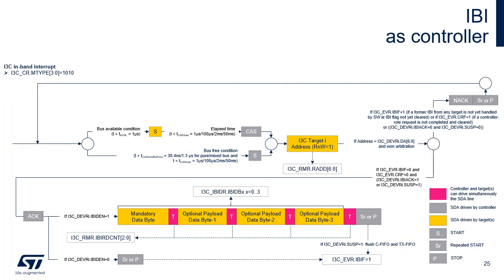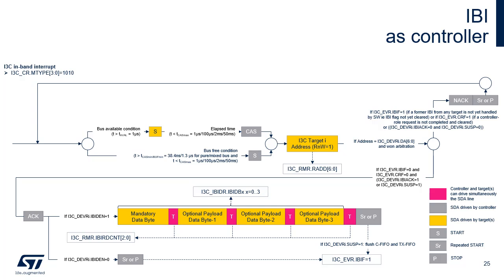This figure illustrates IBI, in-band interrupt transfer, as it's communicated on the I3C bus and as it's programmed when received as controller. The address of the target that has won the arbitration is captured into the Received Message Register, or RMR. The IBIF flag is asserted by hardware to indicate that an IBI request has been received. This flag is cleared when software writes 1 into that bit to indicate that the current IBI has been handled.